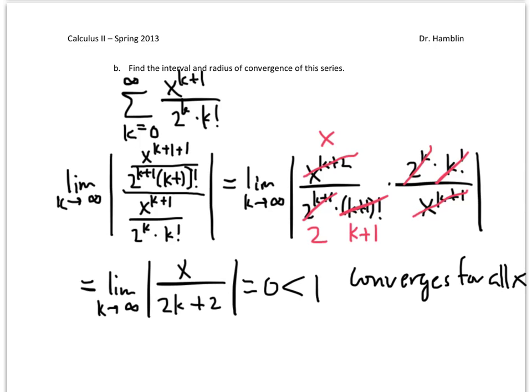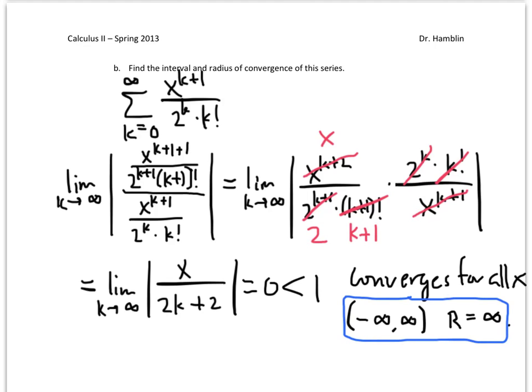And that means that my interval of convergence is minus infinity to infinity, and that my radius is infinity. And in this case, this is convenient because I don't actually have any endpoints to check. Normally, if we get a real interval, like from 3 to 7 or something like that, we'd have to check the endpoints specifically. But in this case, we don't, because we know that this series converges for all values of x.